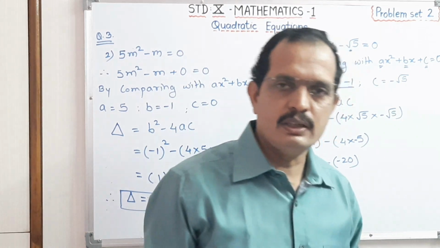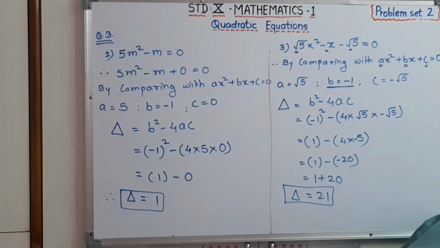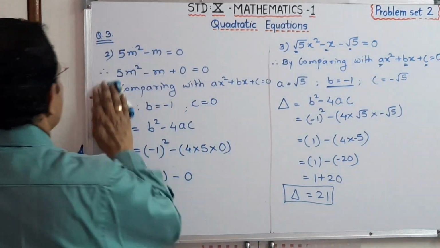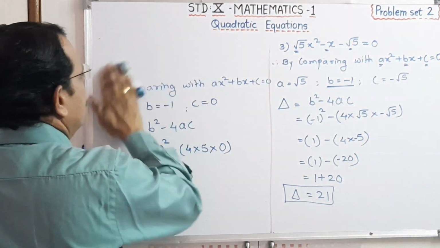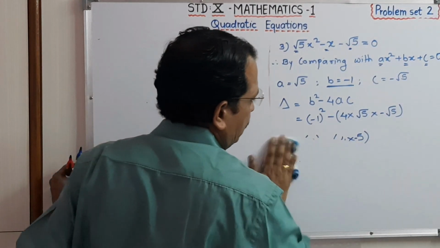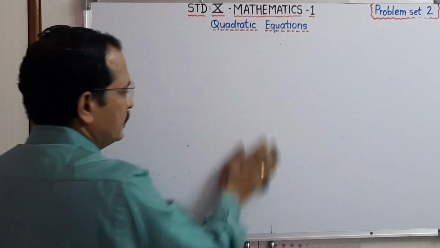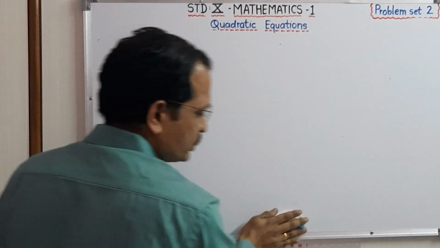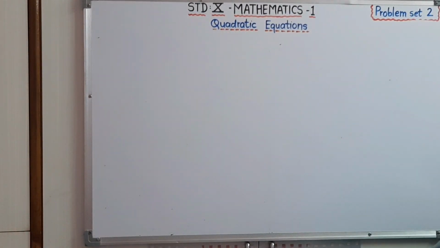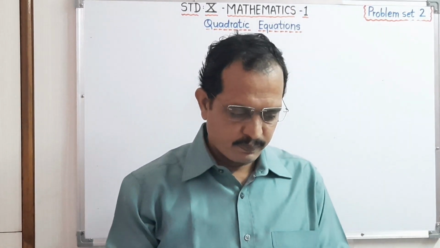It is very easy. You can solve this. Now we have to start with the next question, that is question number 4. In exams, such types of questions come for 2 marks. Therefore, practice this. Now we have to start with question number 4.